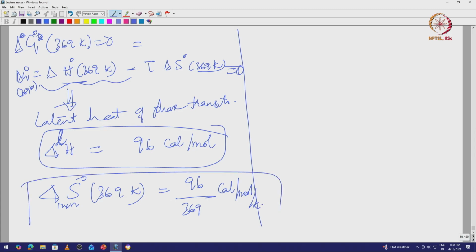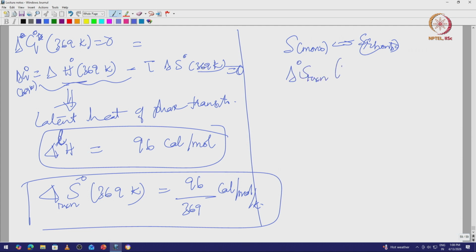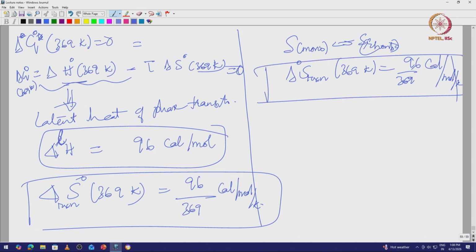So, I know the S naught of the reaction at 369 Kelvin, S mono to S rhombo. I know the delta S naught of the reaction at 369 Kelvin, and that is equal to 96 by 369 calorie per mole per Kelvin. So, this is the information that I have.